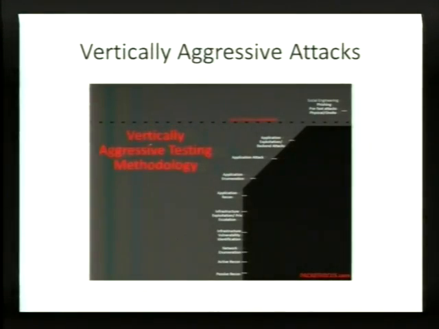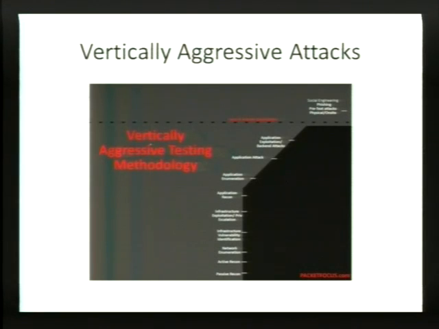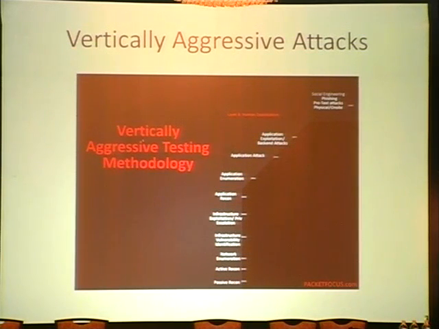So this is what I call the vertically aggressive testing methodology. This is how I like to see a penetration test, or say Tiger Team type test done. You start out with your passive recon, looking on Google, identifying emails, things like that, understanding your client, and then you move up to the more active stuff.